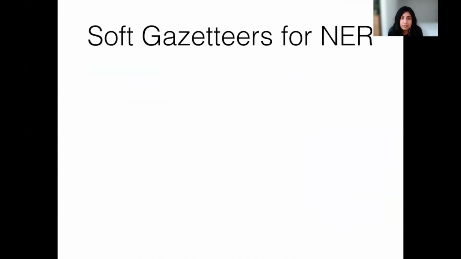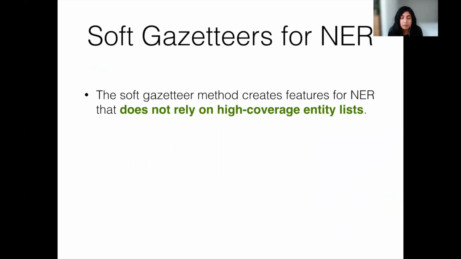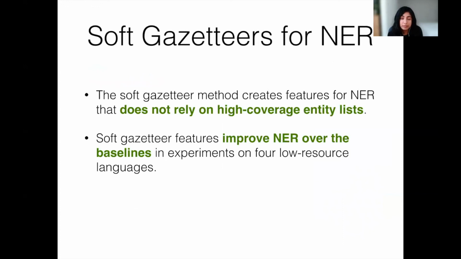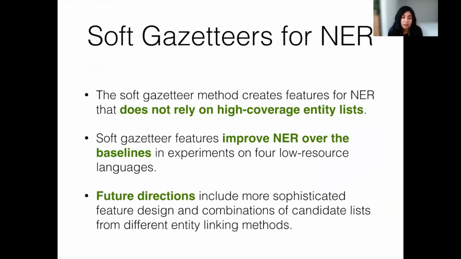So to summarize, the method creates soft gazetteer features for the named entity recognition task, and these features do not rely on high coverage entity lists. The features improve performance over existing systems in experiments on 4 low resource languages. In terms of future directions, it would be interesting to explore more sophisticated feature design, as well as combining knowledge-based entries from different entity linking methods, such as the translation-based method.